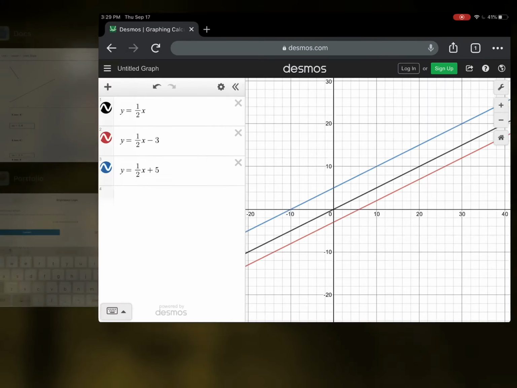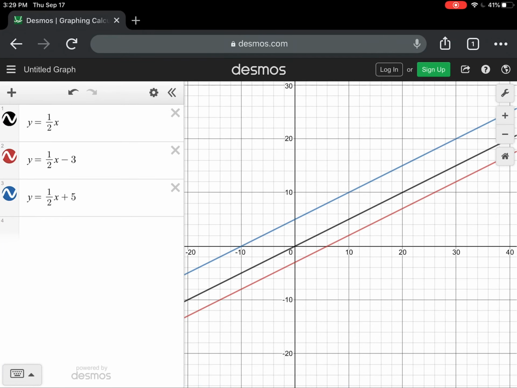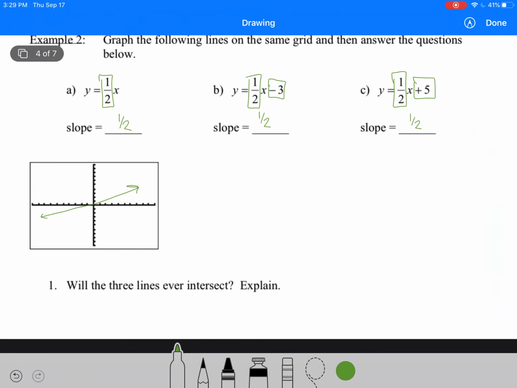And we're back. So let's answer the questions. Will these three lines ever intersect? All right. I guess first I should just draw them in. Sorry. I'm getting ahead of myself here. Actually, it doesn't ask us to sketch. Graph the following lines on the same grid and then answer all the questions below. All right, we graphed them on Desmos, so that's good. You don't have to redraw them. You can if you'd like. And if you do, just make sure you label them.